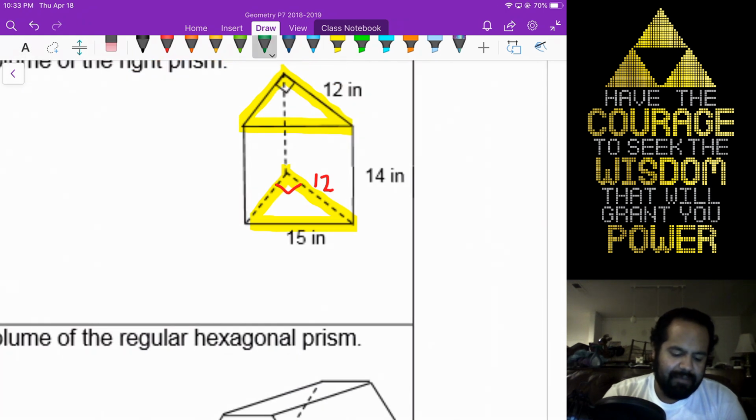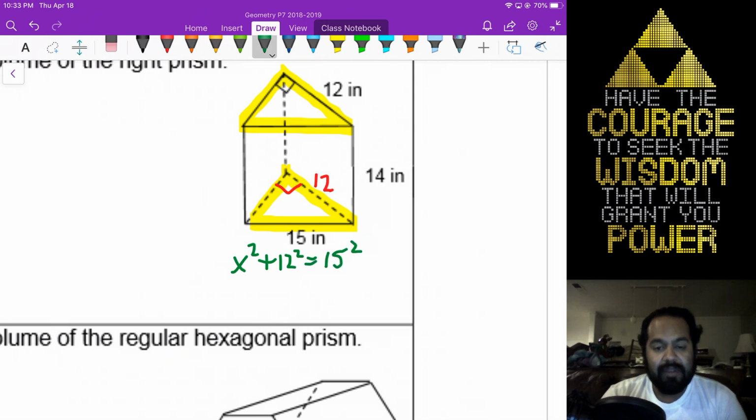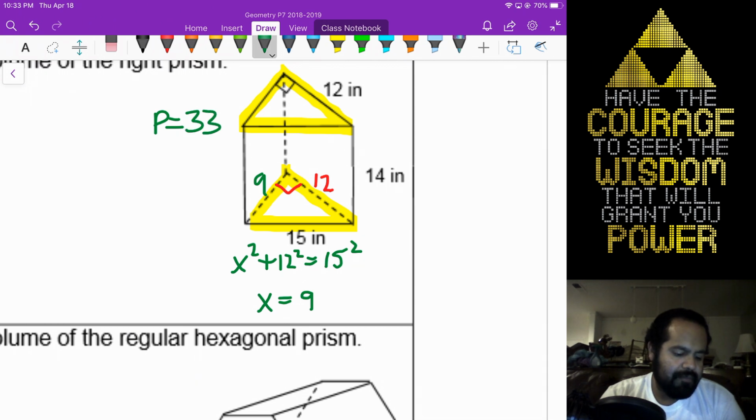Well, it's a right triangle, so it's literally screaming Pythagorean theorem. X squared plus 12 squared equals 15 squared. Now, you can do all the work, but I know for a fact that this is going to get me 9. So my perimeter is going to be 9 plus 12 plus 15. So I believe that's 33.